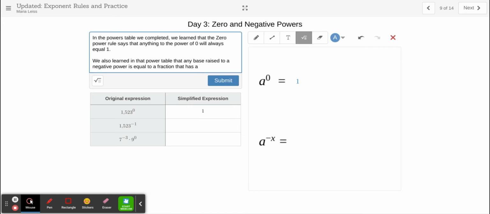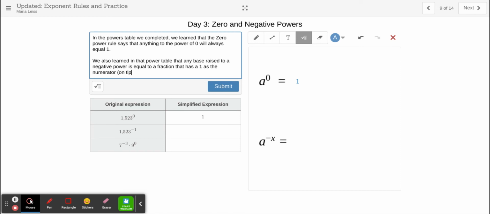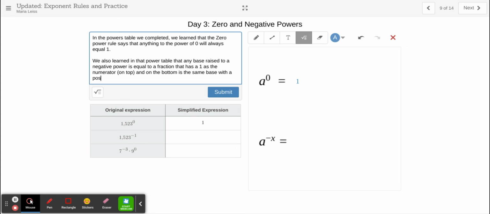The second rule on this slide talks about when we have an exponent that's negative. For example, the one down here. This one's a little trickier to explain, so pay really close attention. I'm going to help you out. Any base raised to a negative power is equal to a fraction that has, and here's what's going to happen, a 1 as the numerator, or on top. And on the bottom is the same base with a positive exponent.